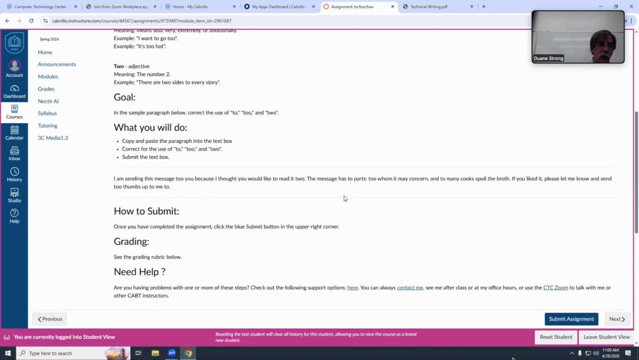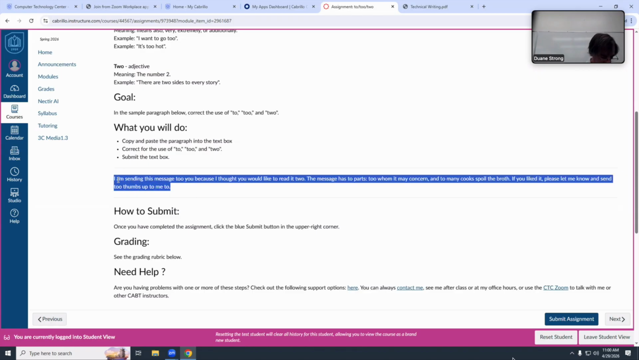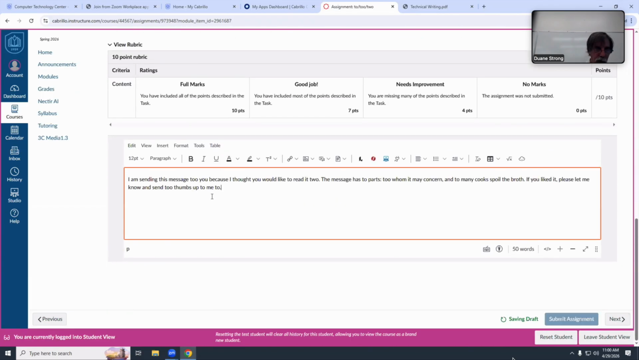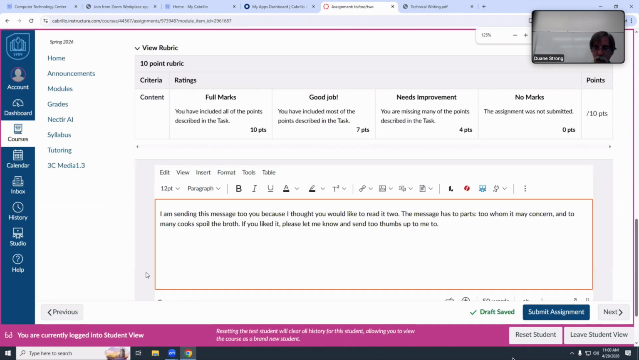Okay, so here's your goal. I'm giving you this example sentence. It's all wrong in the way that it uses to, too, and two, and we're going to fix it. So we're going to copy this sentence, and paste it down here. I'm going to make this bigger, bigger, bigger.